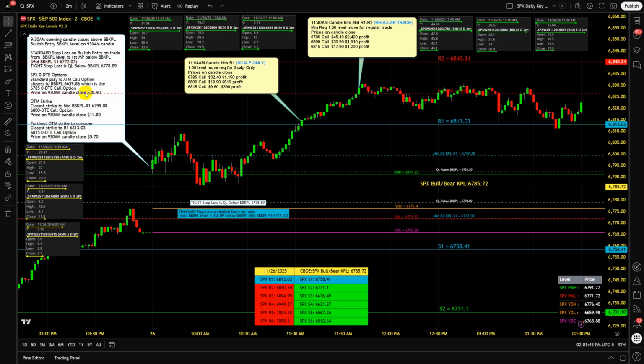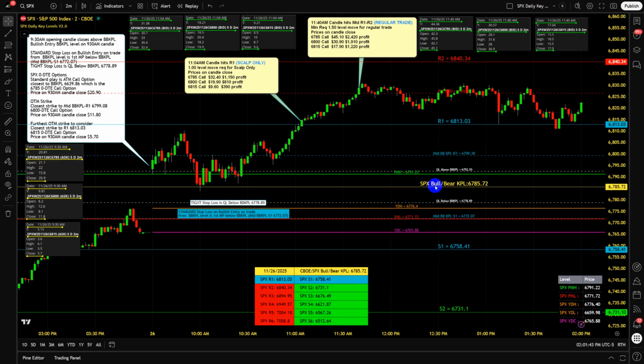Okay, so as I mentioned, there are 3 strikes you can take on any bullish or bearish trade from any of the main key levels. In this particular session today, the trade is off of the bull bear key price level. So now I will go over those 3 options that you have.